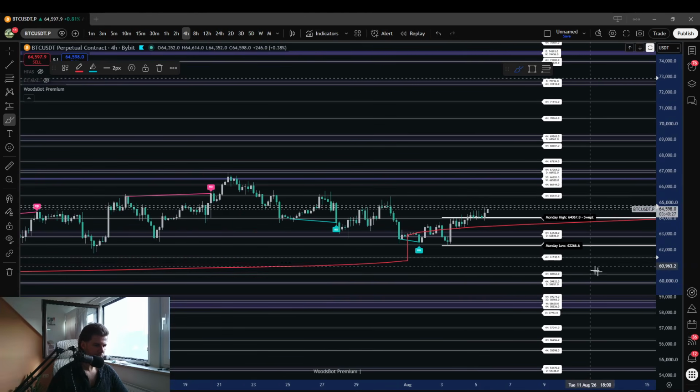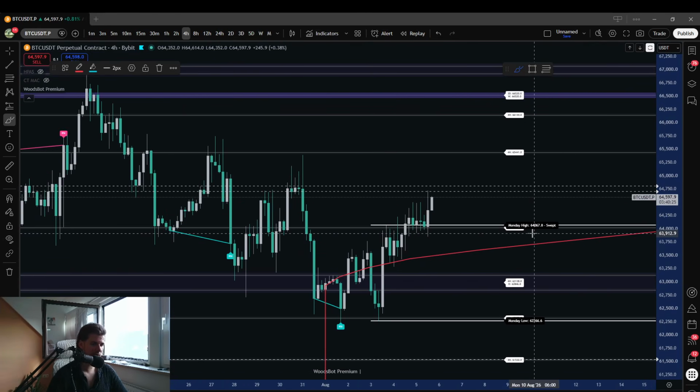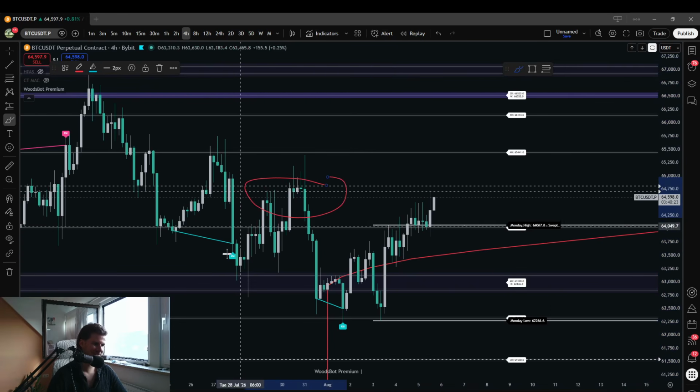And Bitcoin looks like it wants to test these highs. Even though you have bearish divergence on the 1 hour, it still looks like it wants to test these highs and maybe close above. And if that's the case, get ready for 67K, in my opinion.